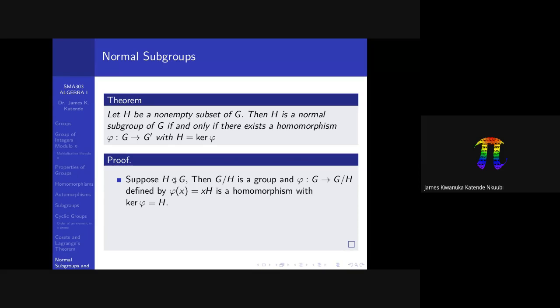So suppose H is a normal subgroup of G, then we know that this is a group, a factor group. The set of all left cosets of H in G is a group, and we can define this map from G to this factor group by psi of x is equal to xH. And this map is a homomorphism whose kernel is equal to H. That can be checked. I think we have proved this before, this map, right?